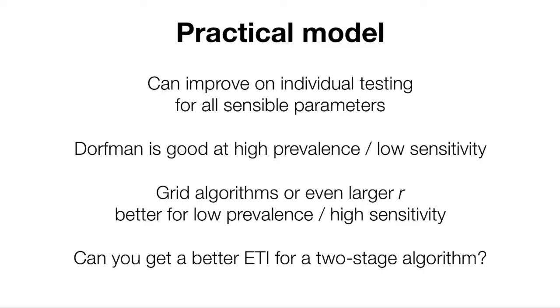So in the practical model, all of those parameters improved on individual testing, and what we just said about Dorfman and the grid algorithm. But again, can you do better is an interesting question. So that was my talk on pooled testing to isolate infected individuals, and you can find more details, including technical details, in the paper in the proceedings.